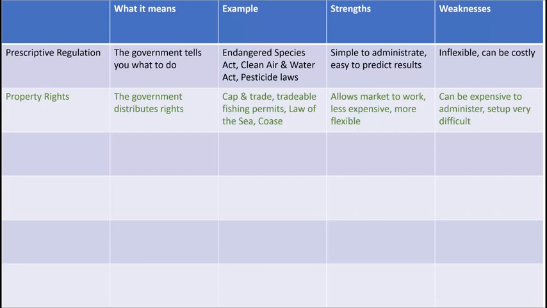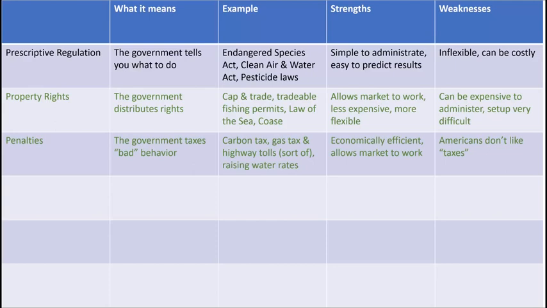The advantage of property rights is that they allow the market to work. They often are less expensive to administer, less expensive to run, and they can be more flexible. So they impose less cost on individual firms because firms can choose which strategy they want to use. The problem is they can be very expensive to set up and administer, and some of these cap and trade kinds of programs and tradable fishing permits run into huge costs. They can also lead to hotspots, something I'll talk about in another lecture.